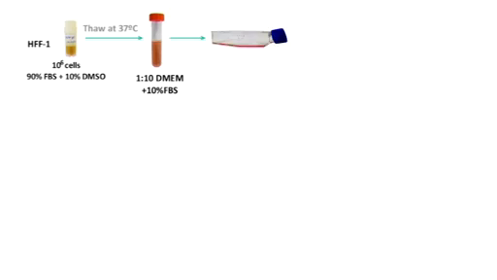First, take a cryogenic vial of human foreskin fibroblasts stored in liquid nitrogen and thaw it by immersing the vial in a water bath at 37 degrees C. Once thawed, dilute the content in DMEM supplemented with fetal bovine serum. Seed the dilution in a Falcon flask and culture it until reaching the confluence stage.